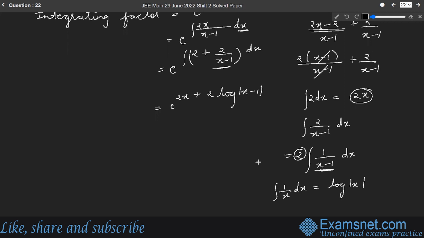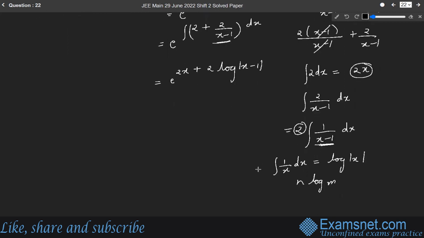Now what we have to do is use another formula, which is n log m. What is the formula for n log m? Whenever we have the form n log m, then it is always equal to log m power n. Here we have the same formula. Okay, 2 log x minus 1. This is the value of n and this is the value of m. So it will be log x minus 1 power 2.